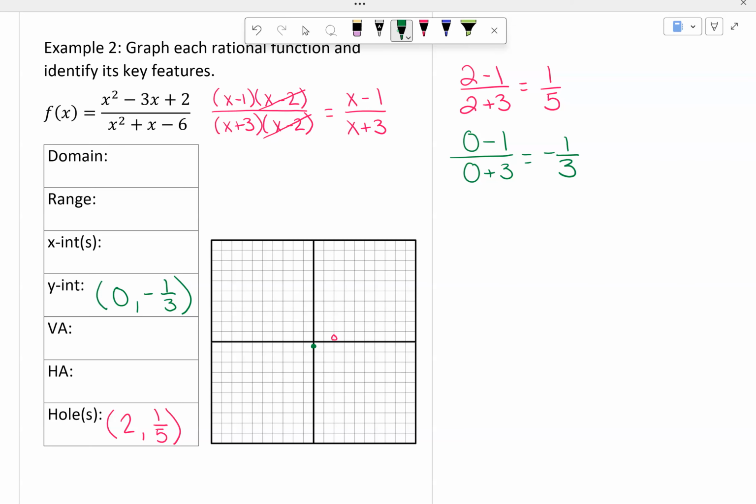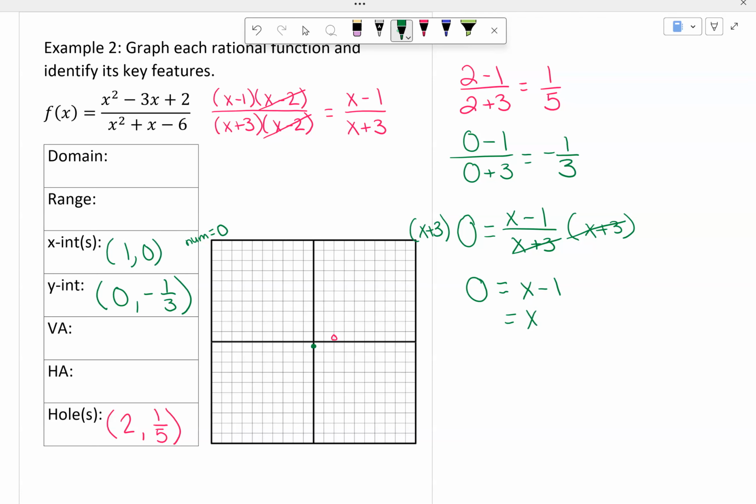Now let's do our x-intercept. X-intercept is when you set the problem equal to 0. So now y is equal to 0. We have x minus 1 over x plus 3. Well, if I multiply both sides by x plus 3, then this is still just 0. So if you want a shortcut, it's actually just setting the numerator equal to 0 when you need the x-intercept. So that means my x-intercept is going to be (1, 0), because x equals 1.